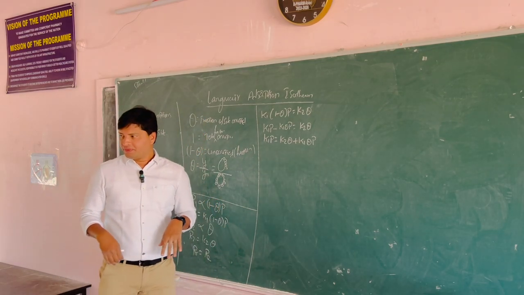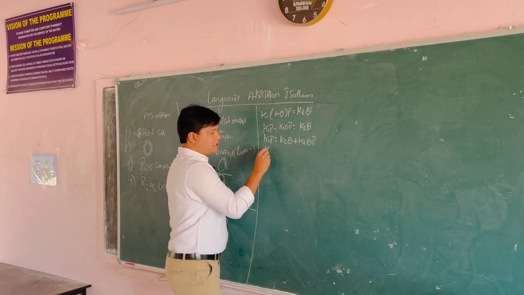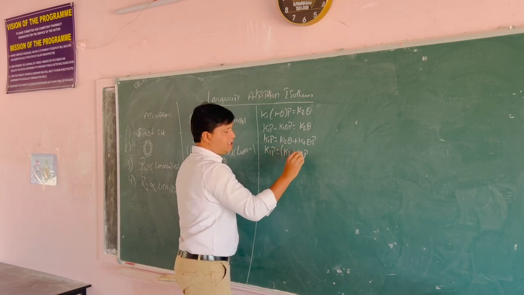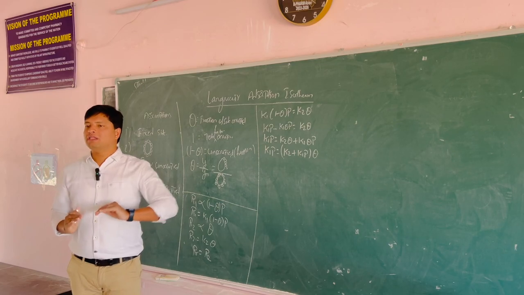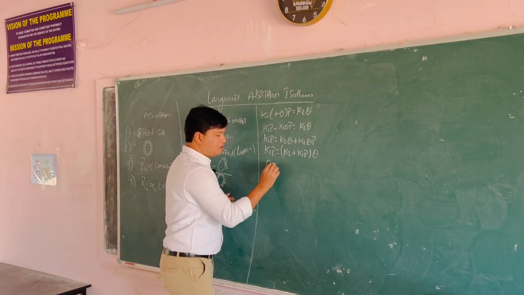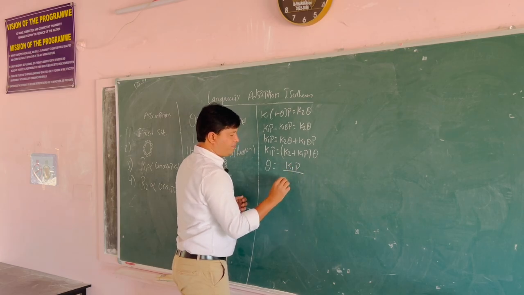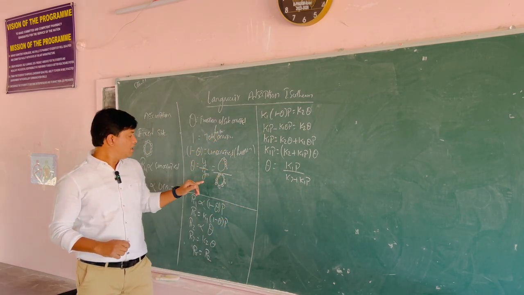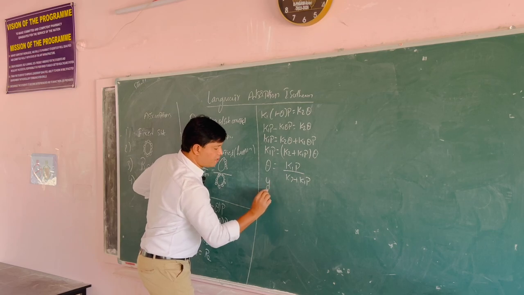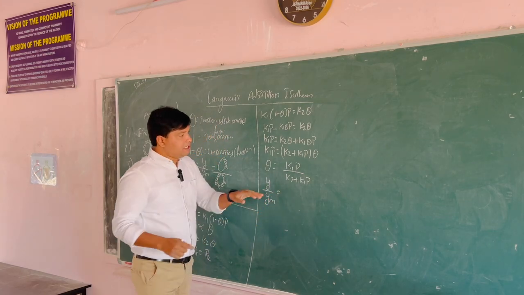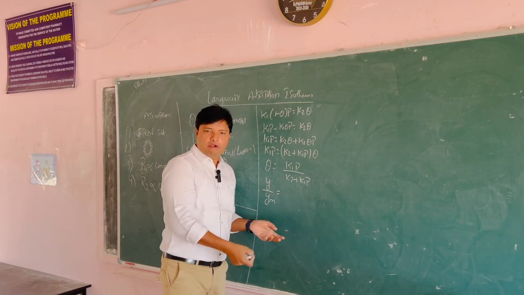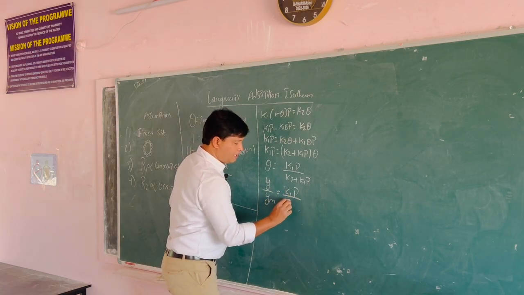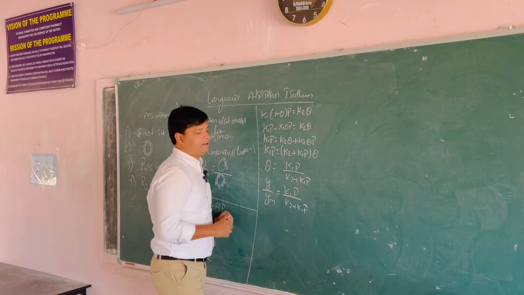Take theta out. K1 P is equal to K2 plus K1 P theta. Now solve the equation for theta. So theta is equal to K1 P by K2 plus K1 P. What is theta? Y by Ym, because theta is equal to Y by Ym, that you need to include. I am not writing that one, okay.